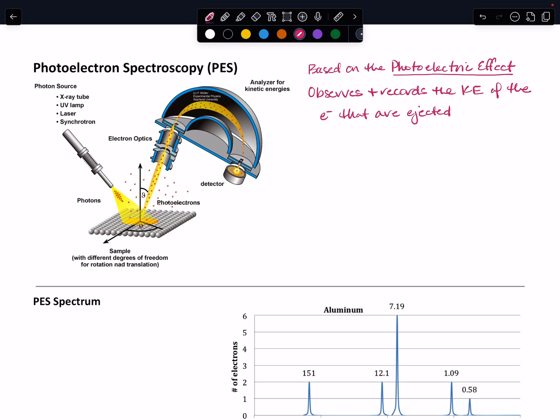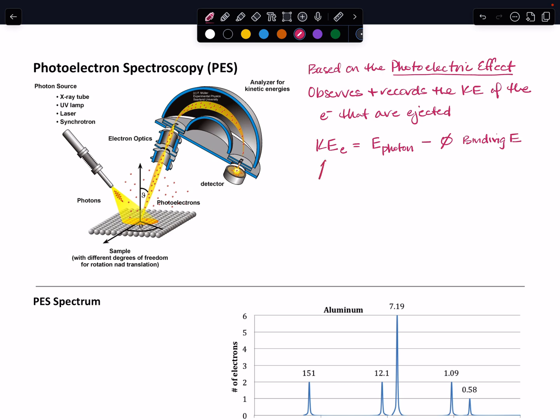Why does the kinetic energy matter? Well, when an atom is irradiated with light, that light has a specific energy. The kinetic energy of the electron as it leaves is going to be equal to the energy of the photon of the light that was shone upon the sample minus what's called the binding energy, which is represented by this phi. And that binding energy depends on which element you have and which electron you are trying to eject.